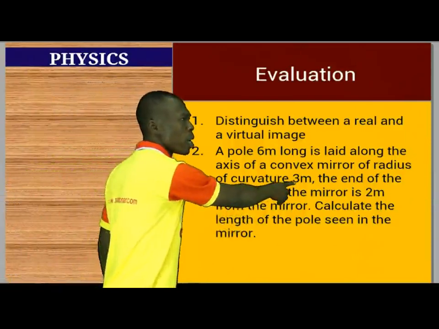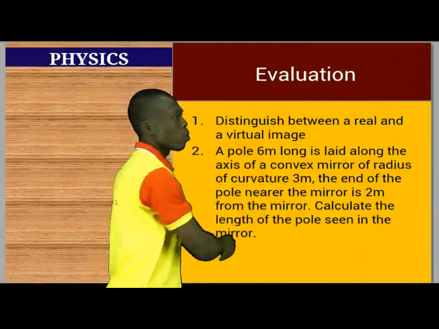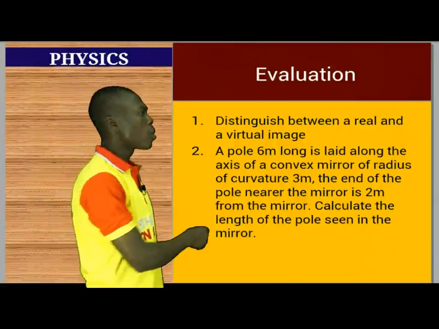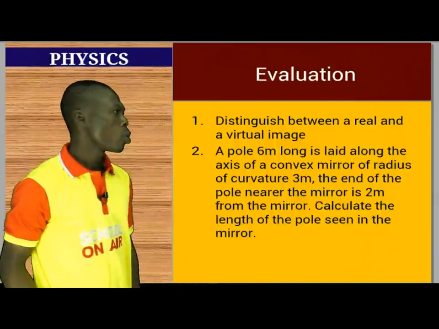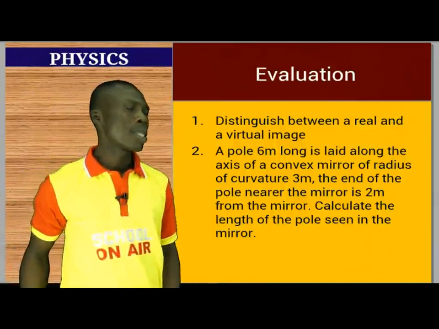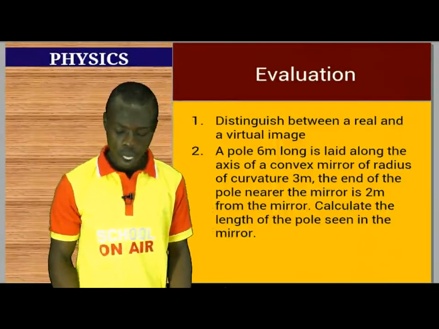Now, be careful here. You are given radius of curvature, okay? So you know what you have to do in obtaining your focal length. Radius of curvature 3 meters. The end of the pole nearer the mirror is 2 meters from the mirror. So you have to calculate the length of the pole seen in the mirror. Be very, very careful when you lay your hand on that.